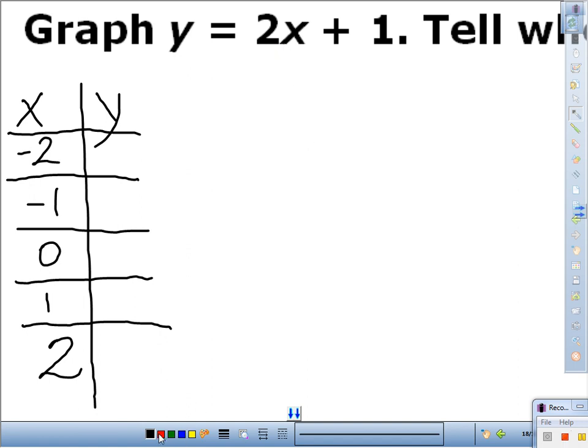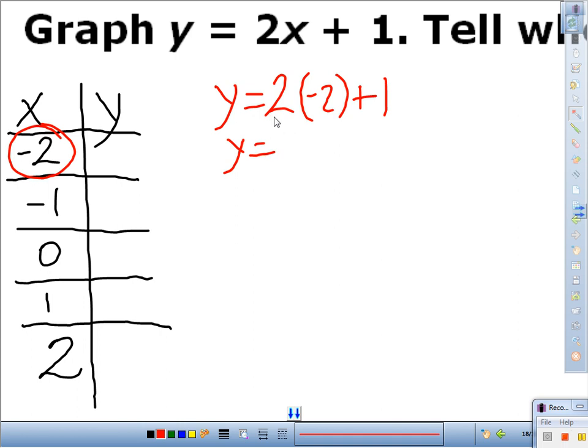Yes. So we substitute the first value as what? -2. So I write y equals 2 instead of x. What do I write? -2. So we're going to multiply times -2 plus 1. Y equals, what is 2 times -2? -4 plus 1. And what is -4 plus 1? -3. That goes right there.